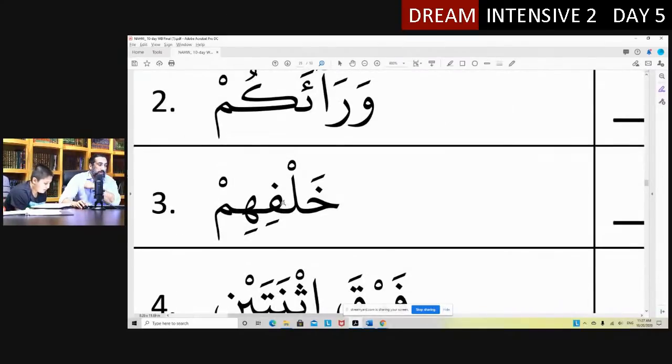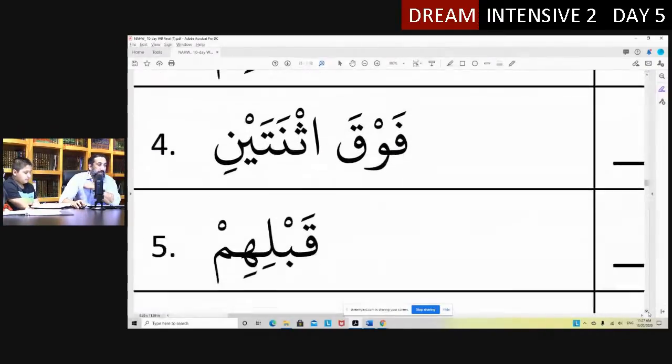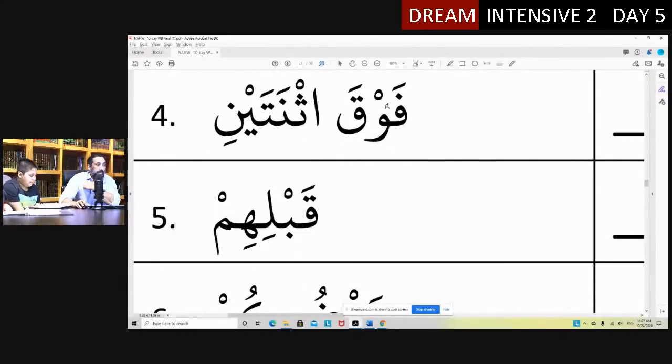خلفهم, behind them. Maryam, you're going to do the next three. خلفهم, behind them. خلف would be the mudaf, and hum would be the mudaf ilayh. Good. فوق اثنتين. Fauqa would be above. Above two women, which actually means more than two women. Above the count of two women is what the ayah is talking about. فوق would be the mudaf, اثنتين would be the mudaf ilayh. Ain could be nasab or jar, right? So this time it's jar.